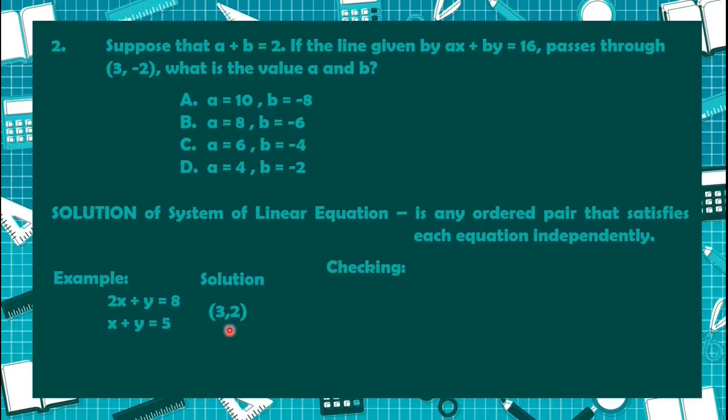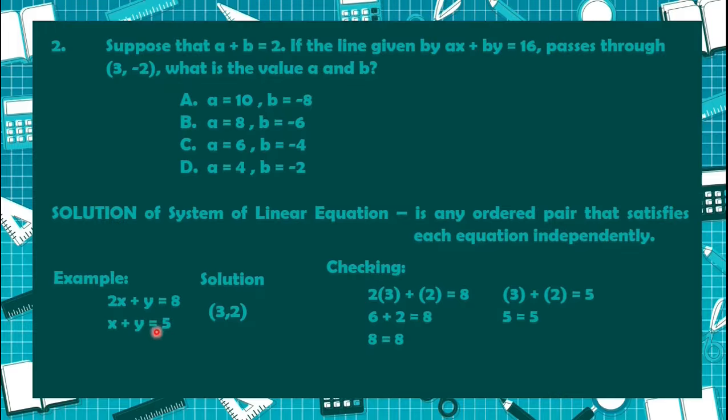Let's try to check if this 3, 2 satisfies these equations. 2 times 3, our value of x, plus 2, our value of y equals 8. Then 2 times 3 equals 6, plus 2 equals 8, then 8 equals 8. So this solution satisfies this equation. And for this equation, 3 plus 2 equals 5, then 3 plus 2 equals 5, 5 equals 5.